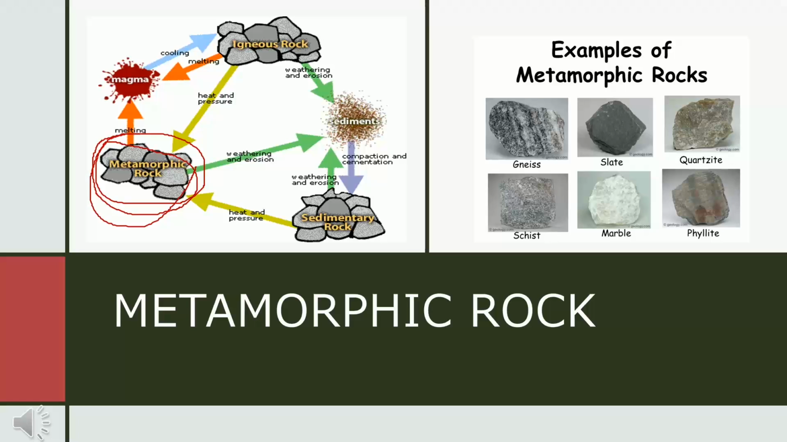This metamorphic rock can also be turned into magma by it melting, and due to weathering and erosion can be turned into sediments. On the right, you can see different types of metamorphic rock. You have the slate, the quartzite, a marble. A marble is a typical type of metamorphic rock that you normally see on a day-to-day basis. So this is the last rock that you need to complete your further understanding of the rock cycle.